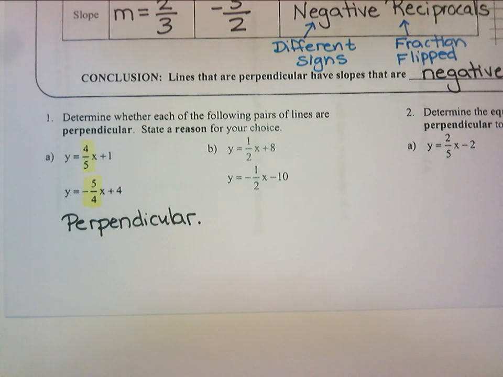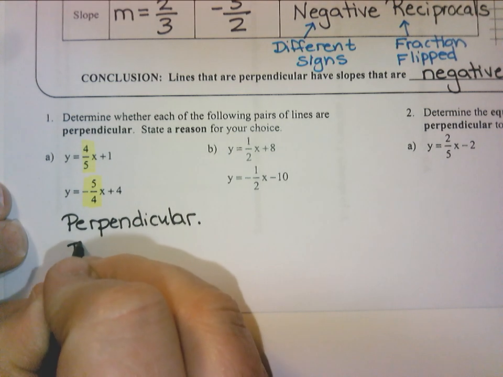And then the reason depends what you want to write. You could say the slopes are negative reciprocals. That would be fine. You could say the slopes have different signs and the fractions are flipped. That also would be fine. But I'd like to write as little as possible, so I'm going to say the slopes are negative reciprocals.